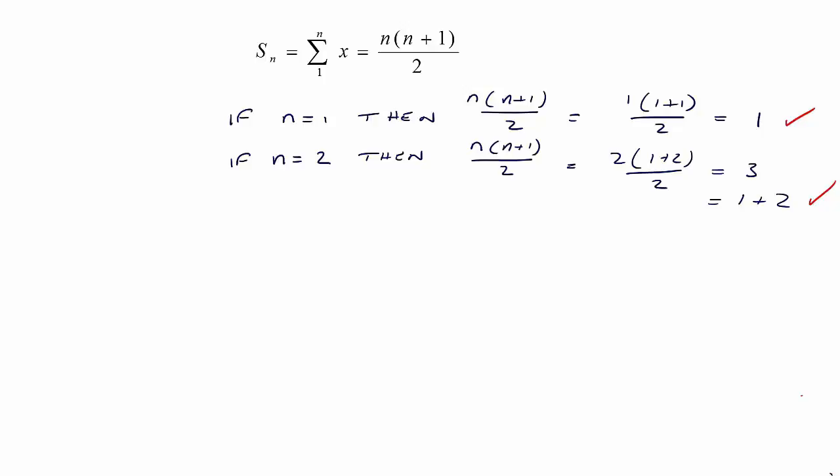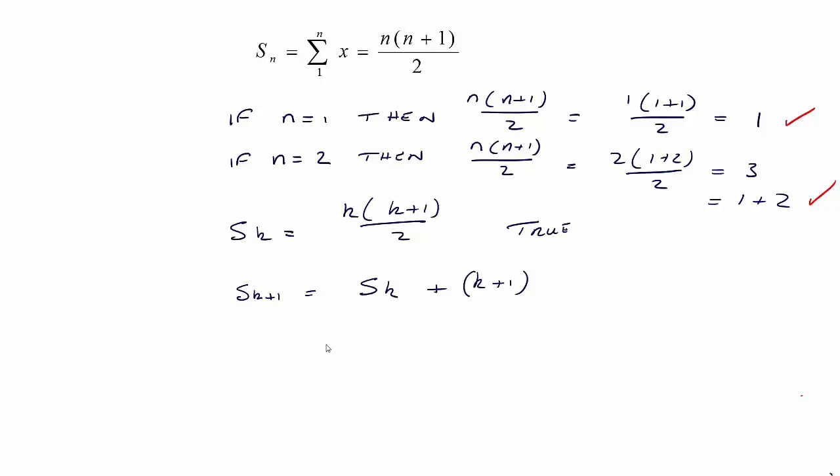Now we assume that Sk, so n equals k, is true. We want to find Sk plus 1. Well, when n equals k plus 1, Sk plus 1 will be equal to, of course, Sk plus k plus 1. Sk is equal to the sum of numbers from 1 to k, and then we add k plus 1. That's equal to k times k plus 1 on 2 plus k plus 1. Let's put those two terms onto a common denominator.